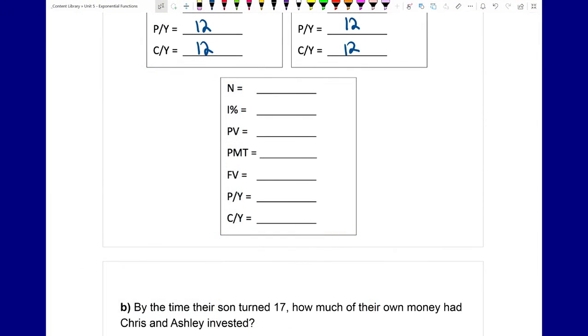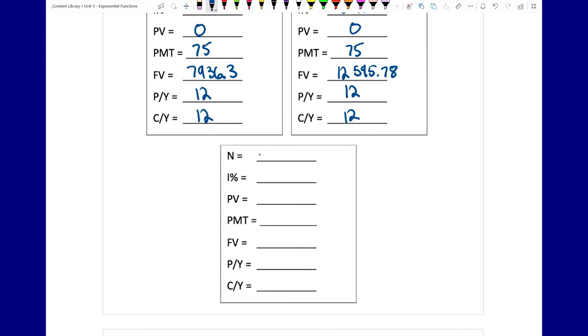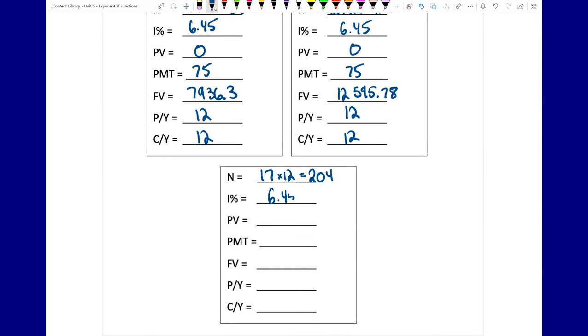In the last one, looking at the 17th birthday, it's 17 times 12, because it's compounded monthly for 17 years. 17 times 12 is 204. Everything else is going to stay the same. Was it 6.45? Present value is 0 because, again, we're imagining we're starting from 0 from the day he was born. 75 is our payment. That's how much we're putting in monthly. Payments per year is 12 because it's monthly payments. Compounding periods per year is 12 because it's compounded monthly.